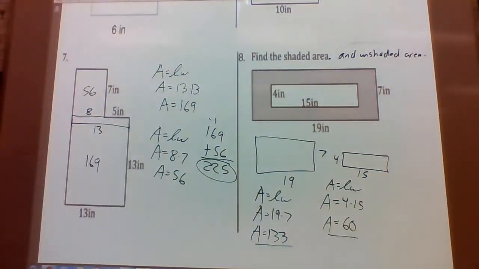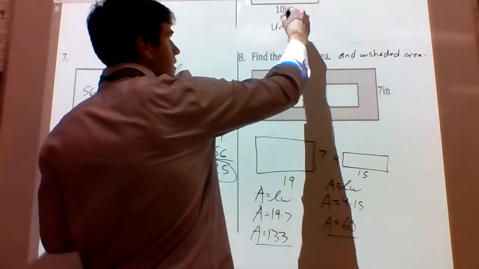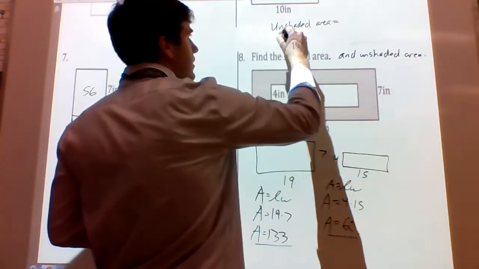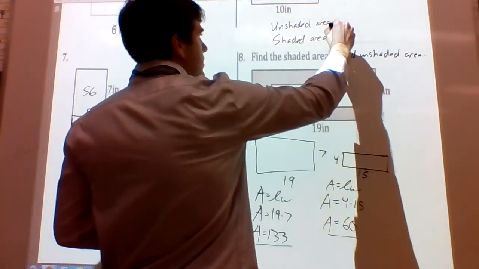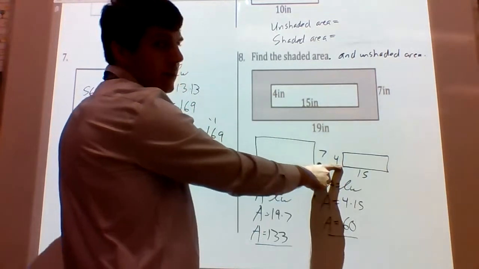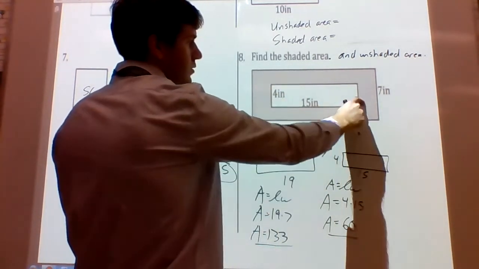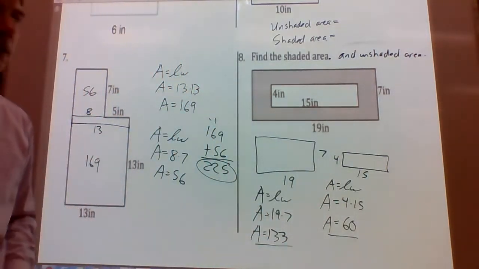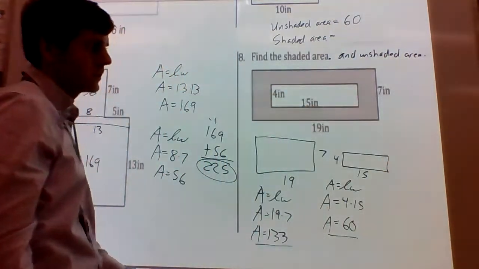Okay, so the question wants us to find shaded and unshaded. So first, let's start by finding the unshaded area, and then we can find the shaded area. So the unshaded area is the small rectangle. It's this piece right here. So we know the area of this rectangle is 60. So our unshaded area is 60 inches squared.